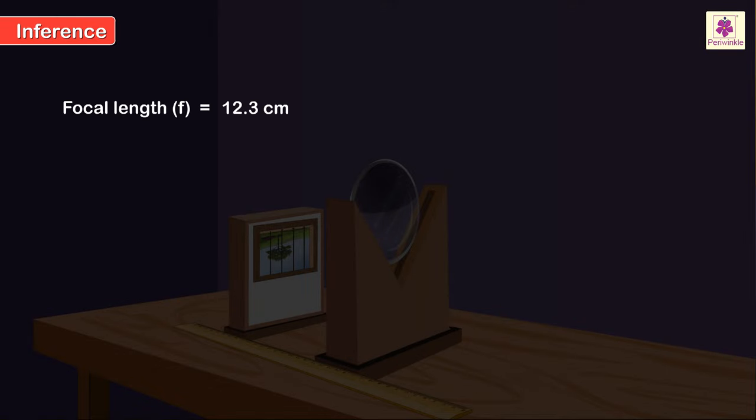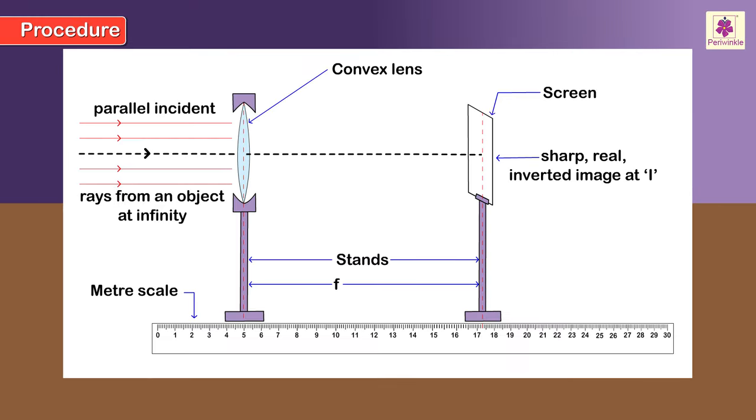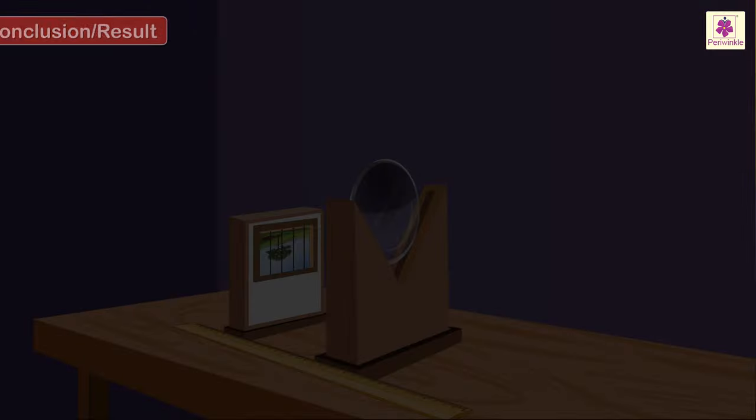Inference. Focal length F is equal to 12.3 centimeters. Procedure. Draw the ray diagram. Conclusion or result.